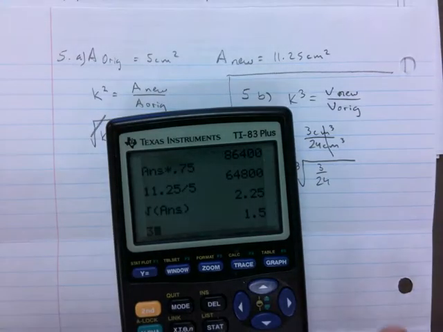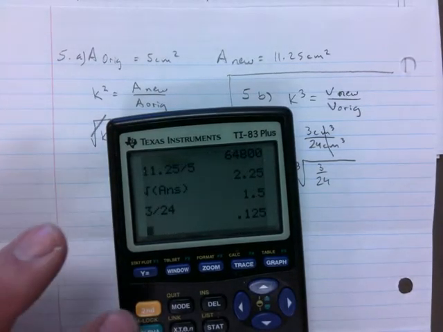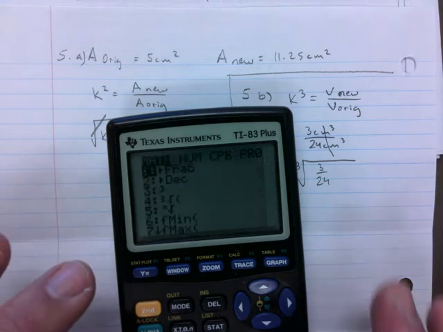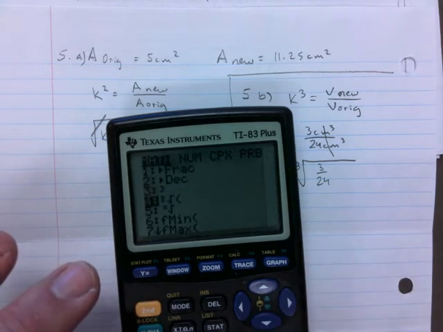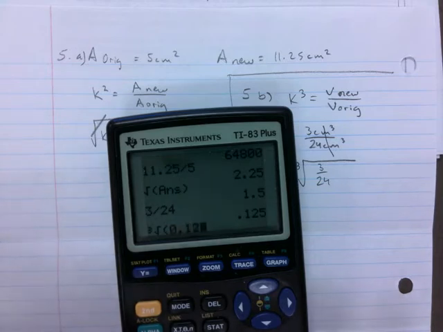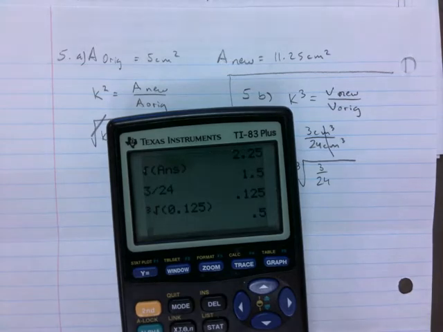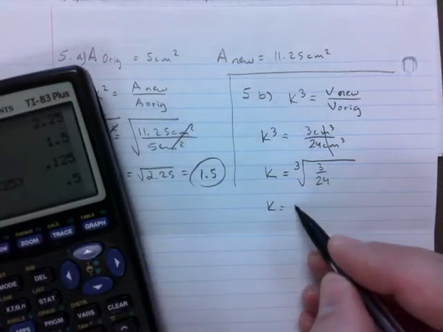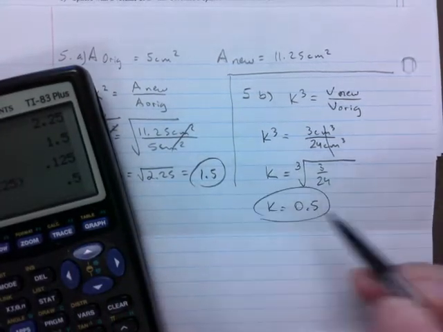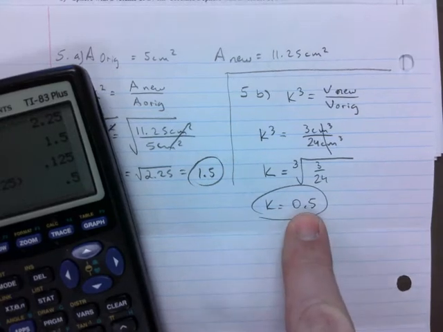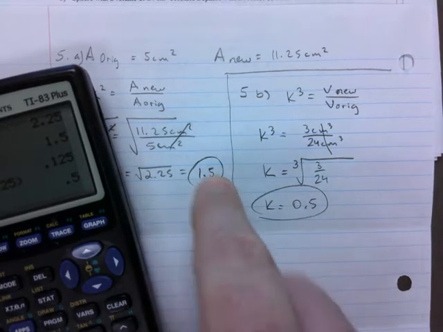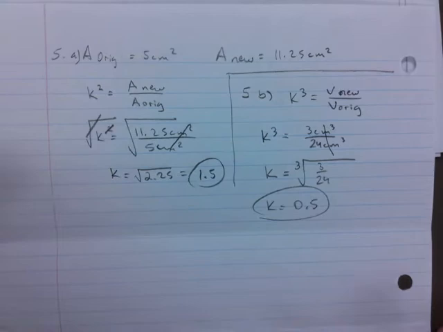So I go 3 divided by 24. And then I go math. Cube root is the fourth option. You can, in this case, just type it in, or you can go second and that negative at the bottom there, so it's 0.5. And we knew that it was a reduction because it got smaller. The previous one should have been an enlargement because we ended up with a bigger shape, right? So there it is.